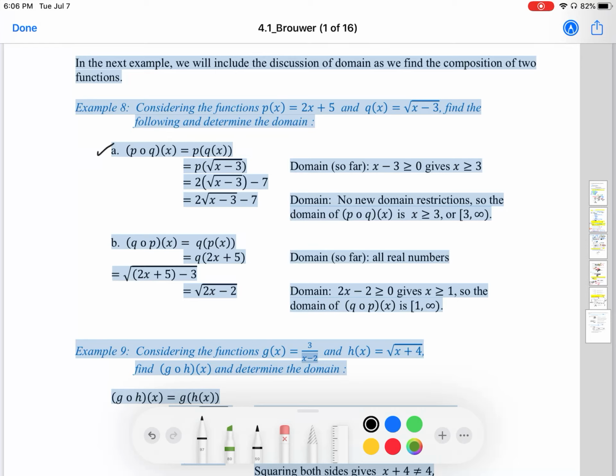P of q of x equals, so by formula, we write the one second inside, right? So what this says is we're going to take our function q, and we're going to plug it in for every x. All right, so we have 2 times x, but instead of x, I'm going to write q, which is square root of x minus 3. I can't do anything there. I just rewrite it. What is our domain? Our domain is the two functions. So we have x plus 3 or square root of, or 3 to infinity.